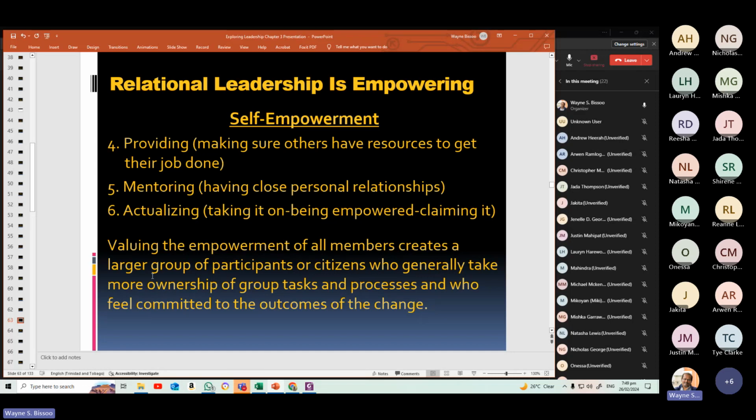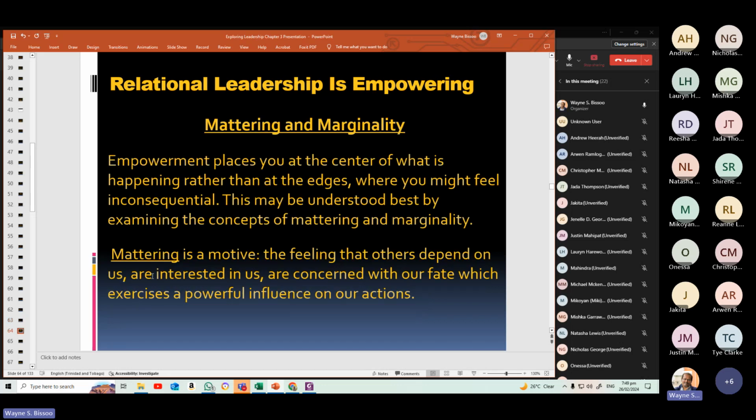All right. So as I said, self-empowerment is important because we need to pay attention to all of the people in the organization, because as a leader we have to empower everybody, because of these particular things here: mattering and marginality. Sorry. So we want all of the people in the organization, or as many as possible in the group, to feel as if what they do and what they feel and what they say matters.